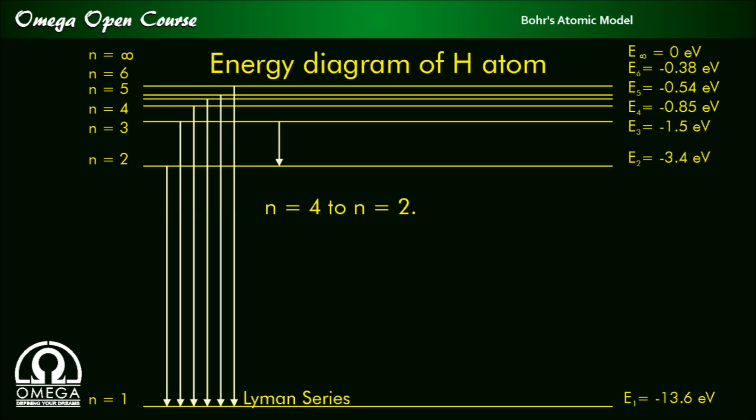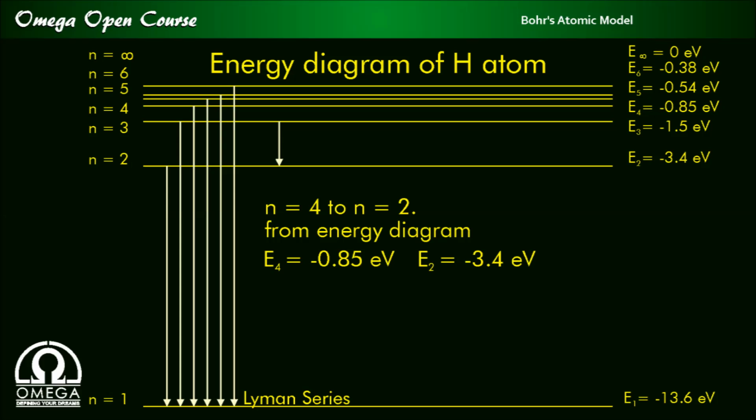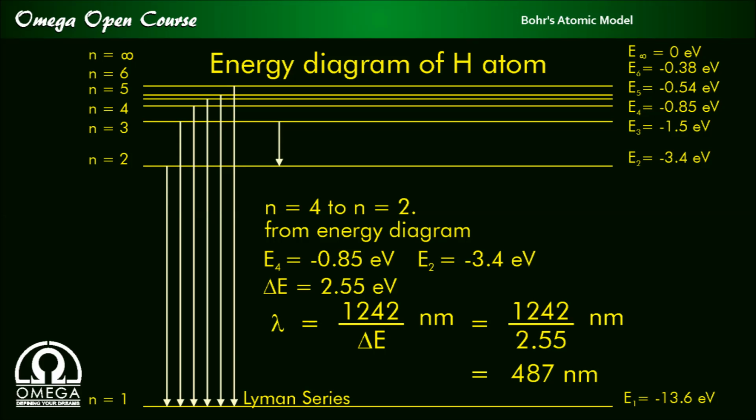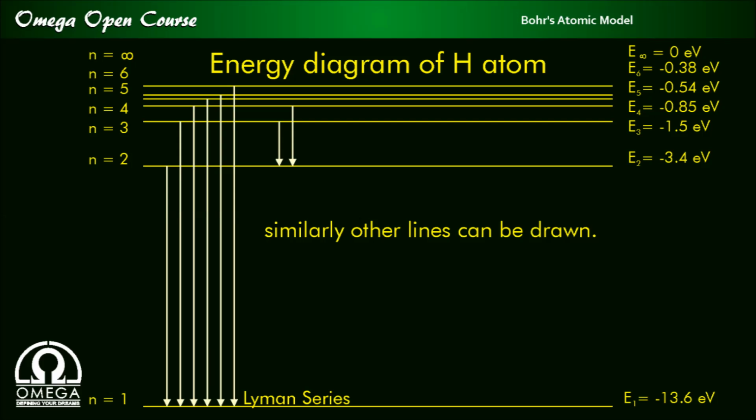For transition from n = 4 to n = 2, E4 is equal to minus 0.85 electron volt and E2 is equal to minus 3.4 electron volt. Hence, delta E is equal to 2.55 electron volt. And lambda is equal to 1242 by 2.55, which is equal to 487 nanometers, and the corresponding line is as shown. Similarly, lines for other transitions can be drawn.